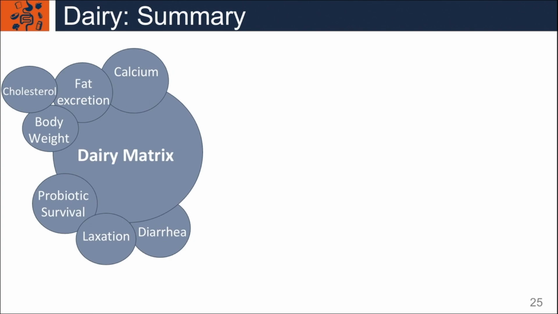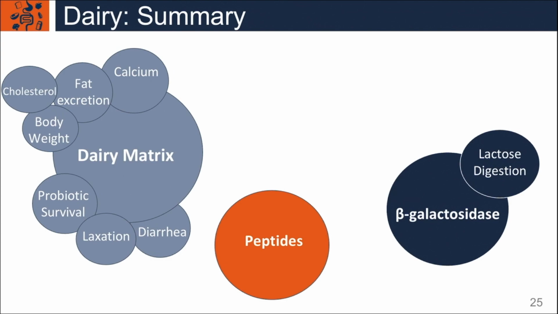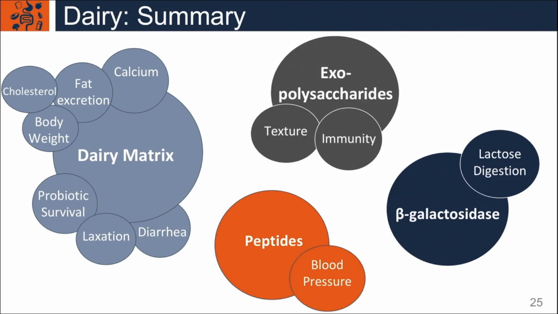Other bioactives present in the dairy matrix include the presence of beta-galactosidases from live cultures in fermented dairy, which contribute to lactose digestion, tripeptides having antihypertensive effects, and exopolysaccharides contributing to functional and health properties of yogurt consumption.